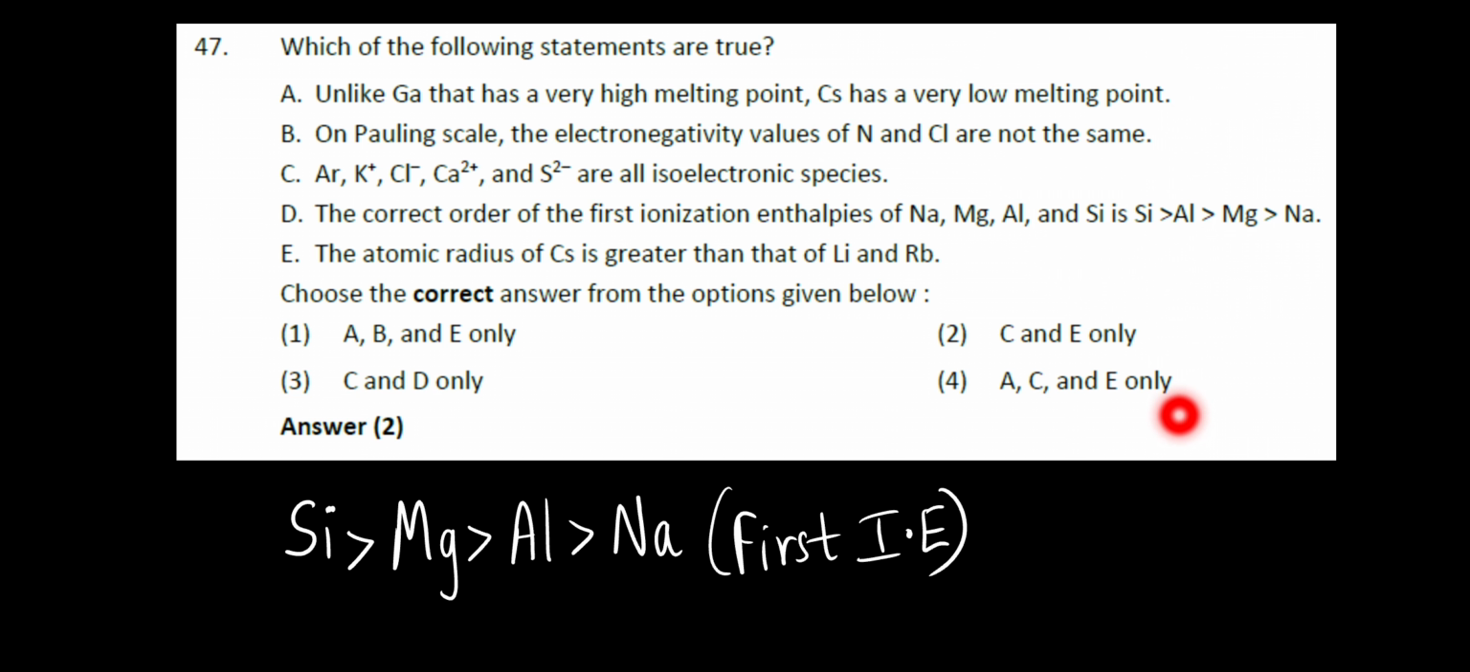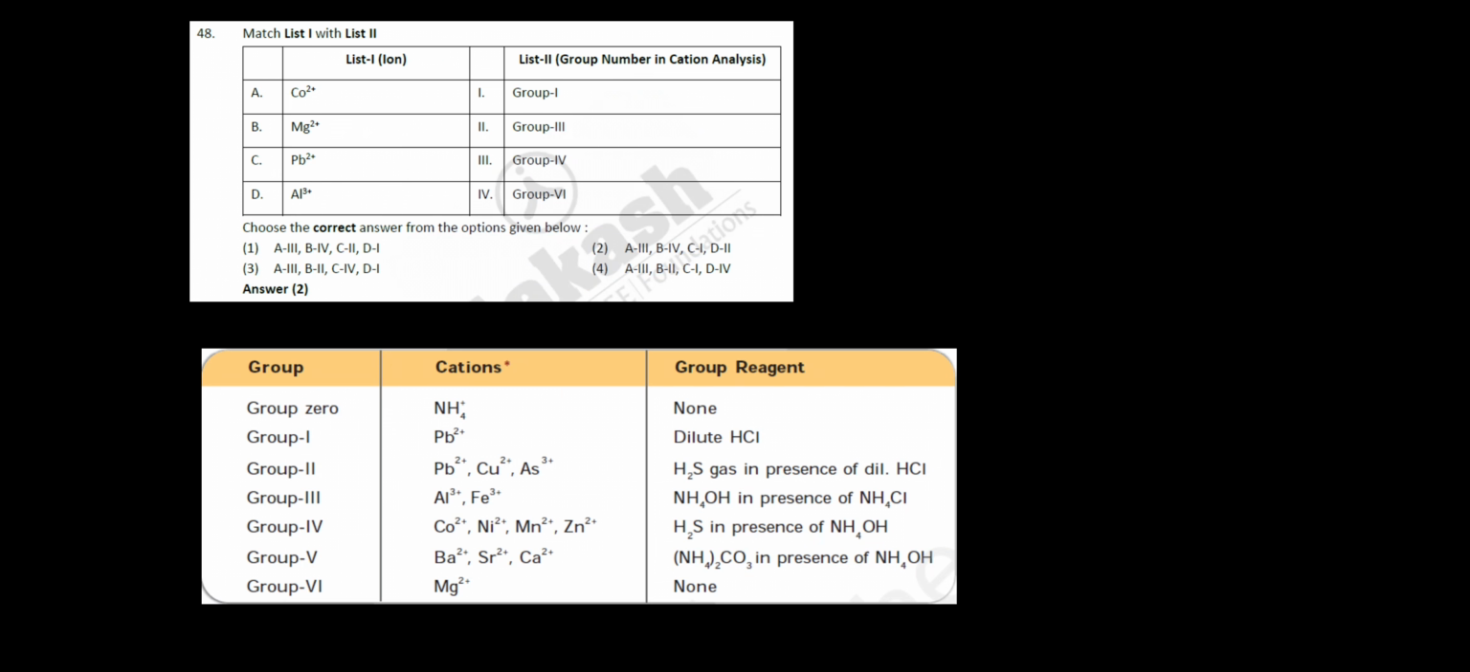And option E: the atomic radius of cesium is greater than that of lithium and rubidium. As we go down the group, the atomic radii will increase because the number of shells is increasing. So the correct answer is what? The answer is option 2, that is, C is correct and option E is correct. The rest are all incorrect.